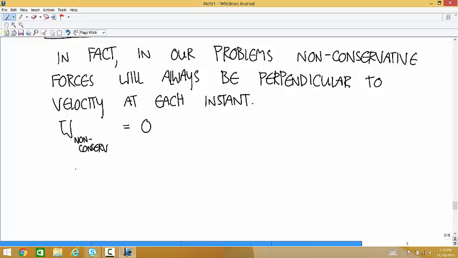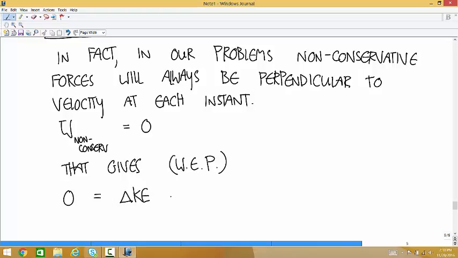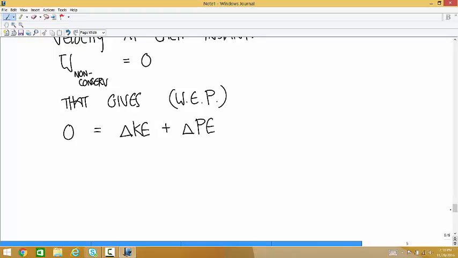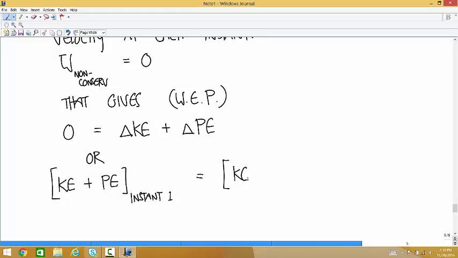And so when that happens, which will always happen in our problems, it doesn't always happen in general, but in our problems it always will, that gives the equation for the work energy principle, 0 is equal to the change in kinetic energy plus the change in potential energy. Or another way to write that is the kinetic energy plus the potential energy at instant 1 is equal to the kinetic energy plus the potential energy at instant 2.